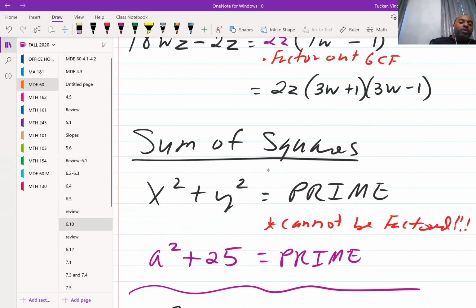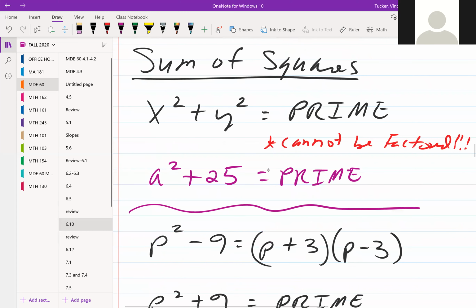A lot of people will try to factor that. They'll come up with a plus five, and all different types of things. But if you were to check it, remember I told you that you can go back and check by multiplying it back out. It will not give you this. So this is prime. So when it is prime, we do what again?